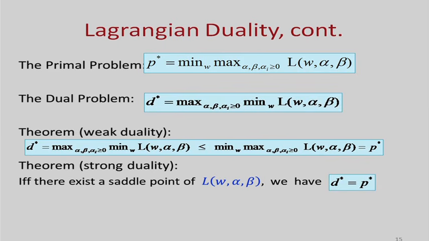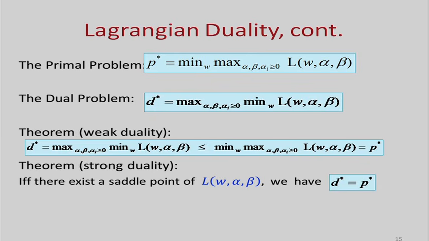So, this is the primal problem solution, this is the dual problem solution, and we have two theorems. The first theorem says that if you change the order of max min and min max, it is a general result that max over min of any expression is less than or equal to min of max of this expression. D star is the max of min of this expression, and therefore D star is less than or equal to P star.